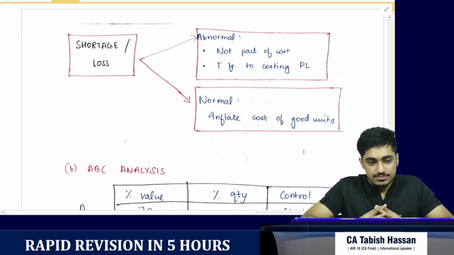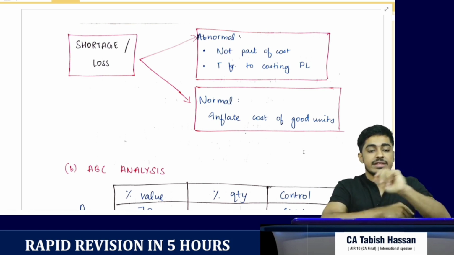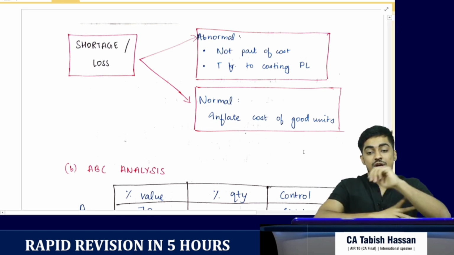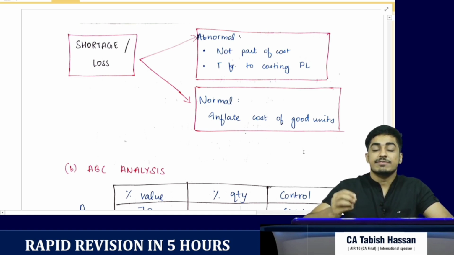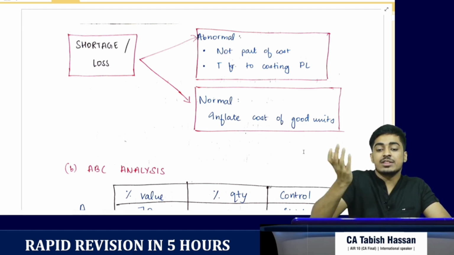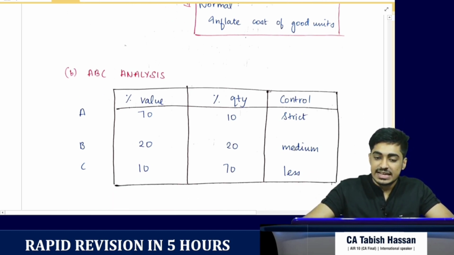Then we have the shortage or loss. For the shortage or loss, again, if it is abnormal, it will be transferred to costing P&L. If it is normal, we inflate the rate. So if the shortage or loss is due to abnormal reasons, it would not form a part of cost. It will be transferred to costing P&L. If it is due to normal reasons, we inflate the cost of good units. Clear?